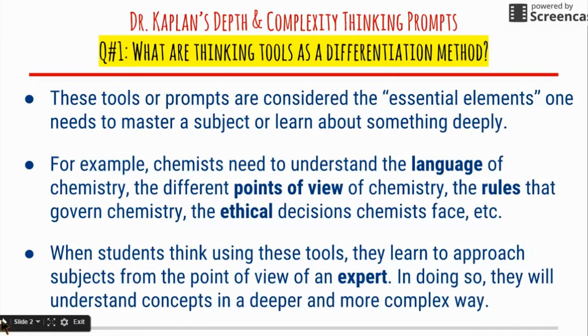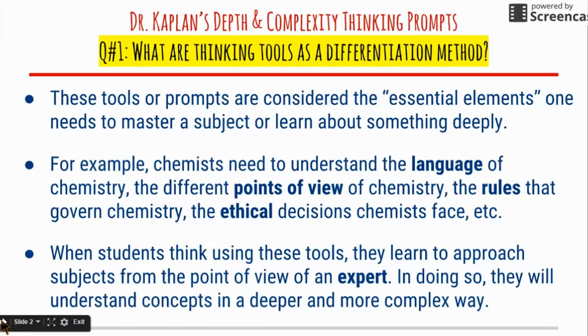For example, let's take a look at chemists. A chemist needs to understand the language of chemistry, different points of view from chemistry, the rules that would govern chemistry, and even ethical decisions that might arise in the life of a chemist. If you look at what I put in bold, language, points of view, ethics, and rules, those are higher levels of needs that a disciplinarian, an expert in the field, would need to have in order to be a successful whatever they are.